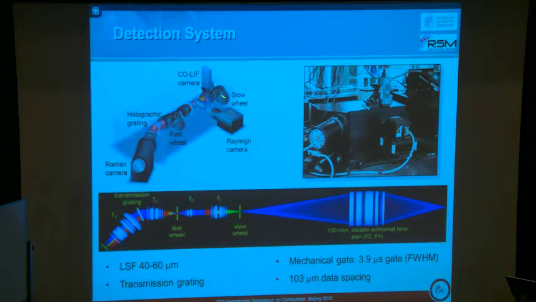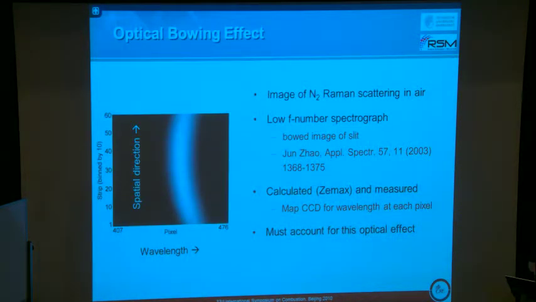spectrometer, with a Rayleigh camera, additionally a CO LIF camera, then this grating here in the Raman camera, and here you see a ZEMAX model of that. With a rather good line spread function as well, in the order of 50 microns. And the key of that is this transmission grating from Kaiser. And you see here as well the 4 microsecond gate time. Very short exposure.